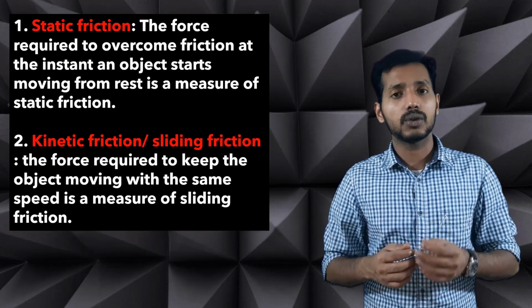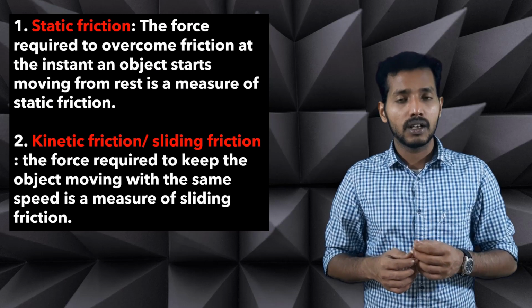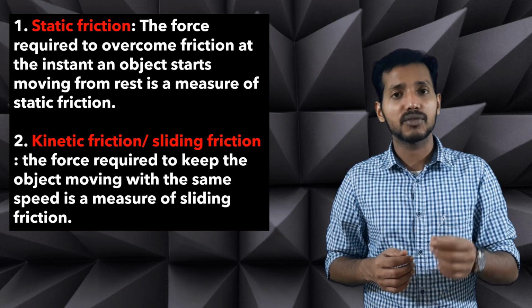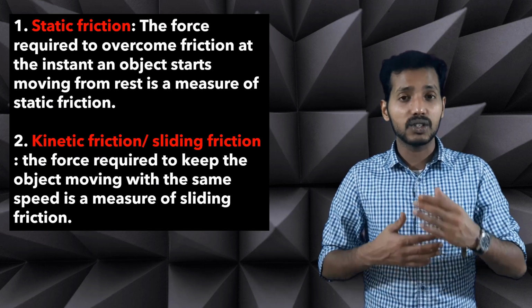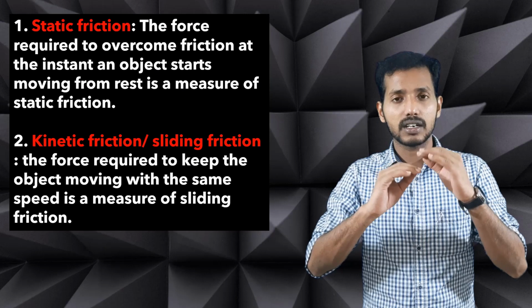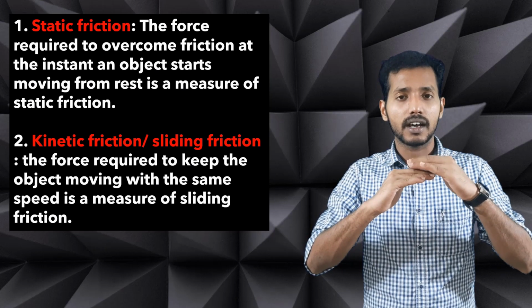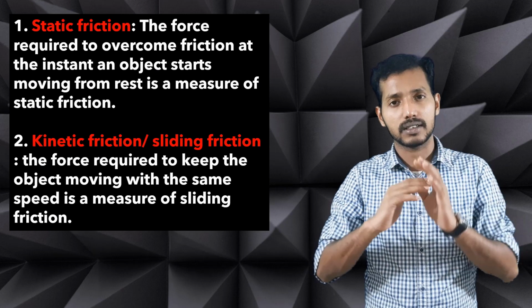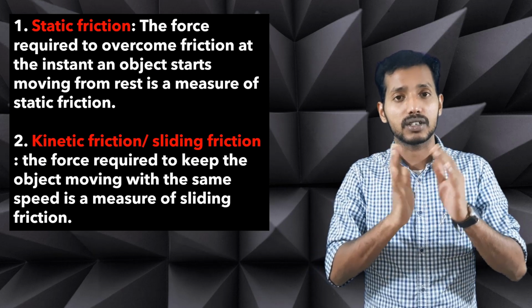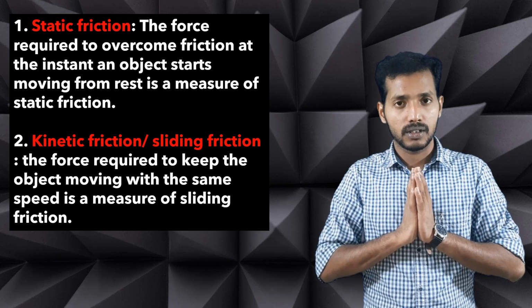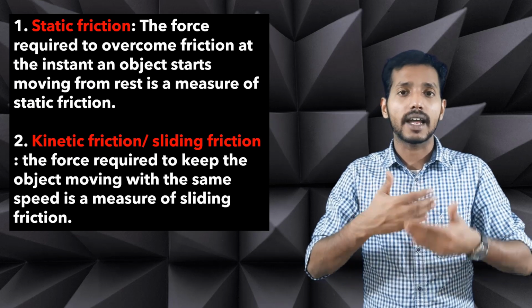The force required to overcome friction at the instant when an object starts moving from rest will give the measure of static frictional force. That is, consider an object at rest and how much force is required to make that object move from rest. That will give the measure of static friction. That means that will be the static friction. And what is sliding friction?